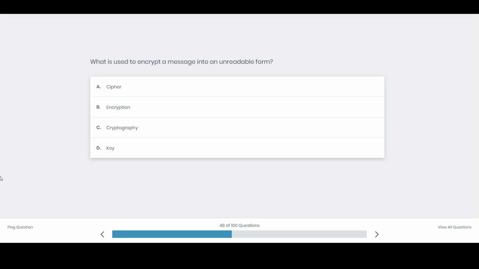What is used to encrypt a message into unreadable form? Oh, this is cryptography. Oh, encryption. I don't know.